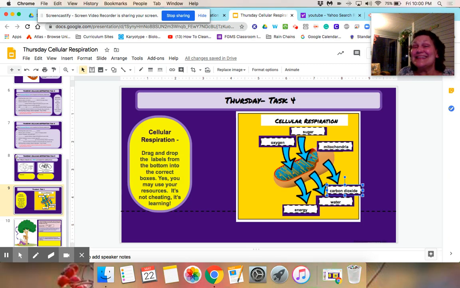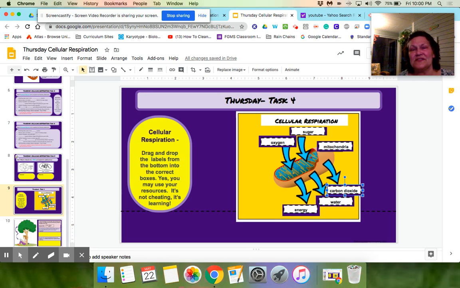Remember, plants take in carbon dioxide and give off oxygen. So, remember, keep in mind that these are opposite functions.